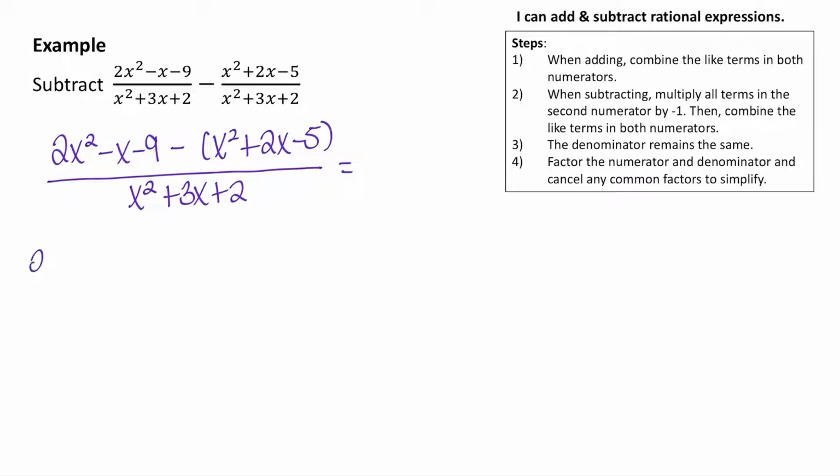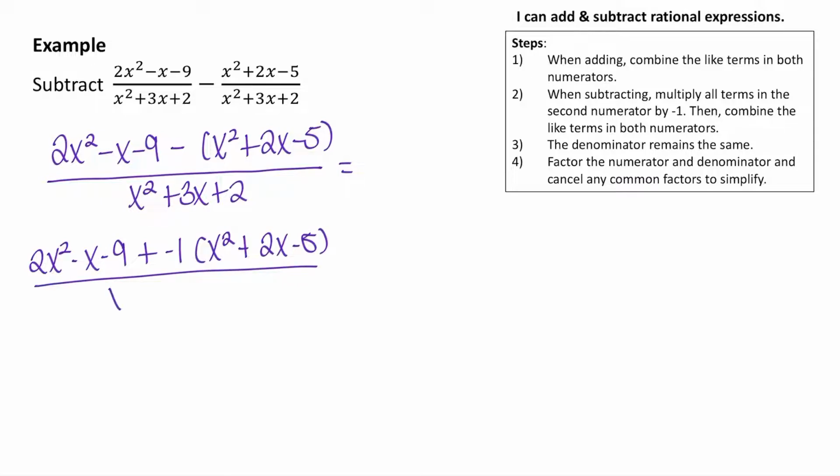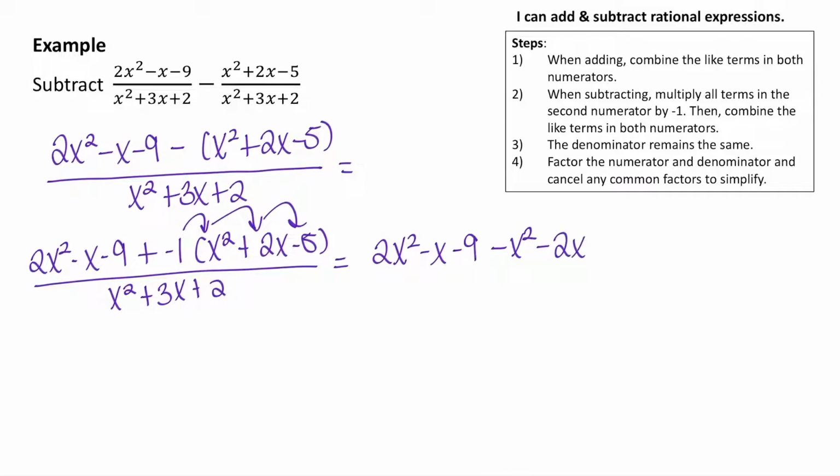So I'm going to rewrite this subtraction as adding the opposite. So we have plus negative 1 times x squared plus 2x minus 5 over x squared plus 3x plus 2. So I'm going to distribute that negative 1. And so that is going to give us 2x squared minus x minus 9, and then minus x squared minus 2x and then plus 5, right? I just change all of the signs on this second polynomial. So that is all going to be over x squared plus 3x plus 2.